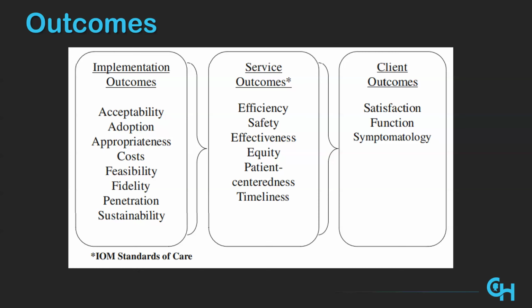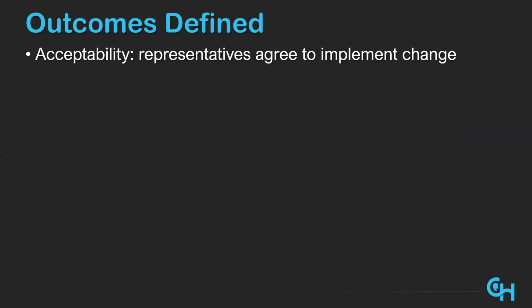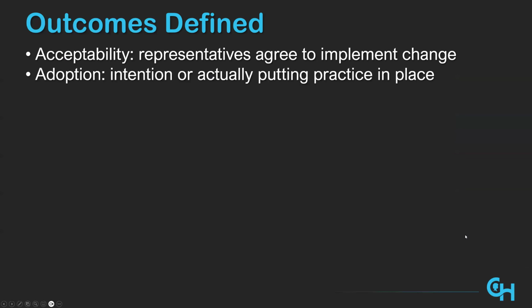So these are outcomes that are often important in implementation projects. What do those mean? So acceptability is defined as representatives in a project agreeing to implement the change. So we all find it acceptable and agree to implement it.